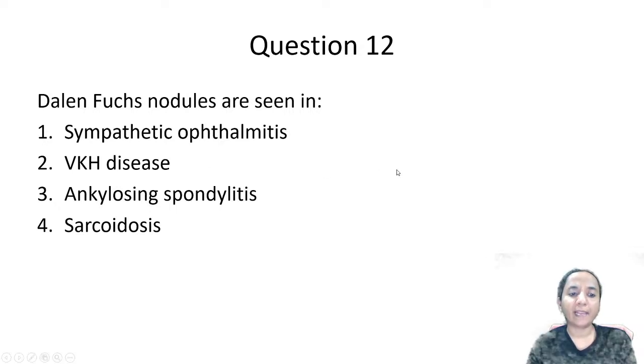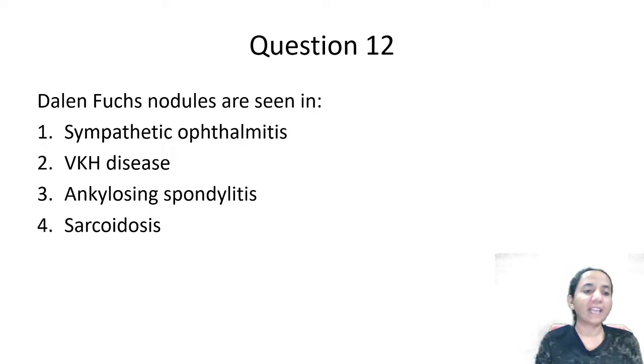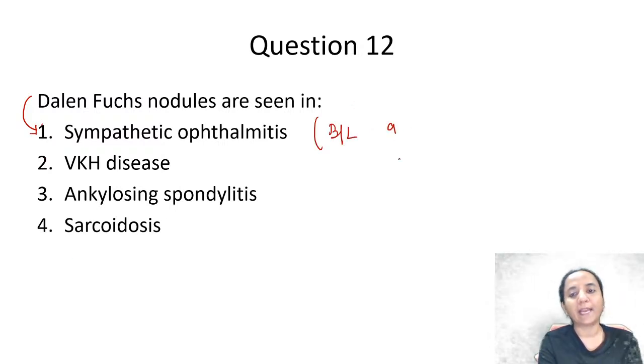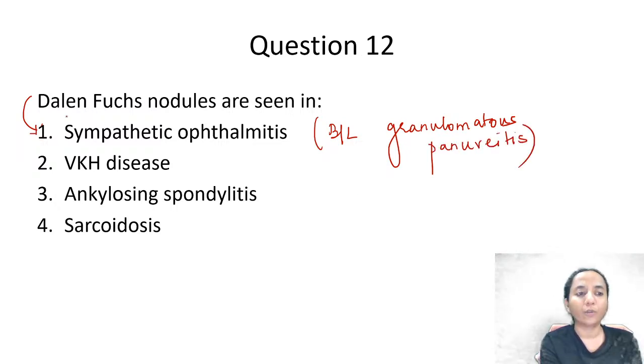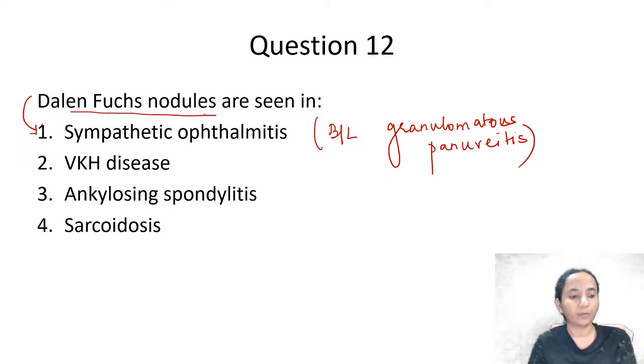Next question. Where do we get to see Dallen-Fuchs nodules? Again, very, very common one-liner. Where do we get to see Dallen-Fuchs nodules? Let me see how many of you know the answer. Yes, Dallen-Fuchs nodules are seen in sympathetic ophthalmitis. Now, sympathetic ophthalmitis is also a type of bilateral granulomatous panuveitis. So here also we get to see bilateral granulomatous panuveitis, and here we get to see these large nodules which are called as the Dallen-Fuchs nodules.